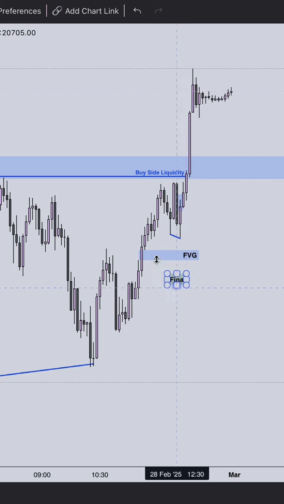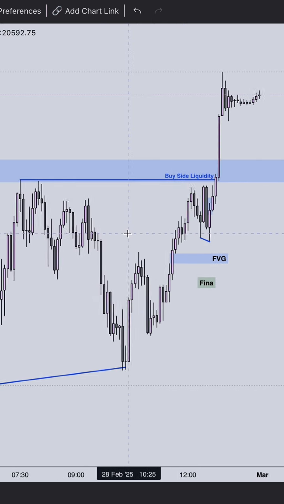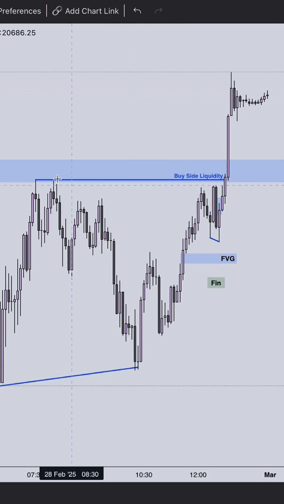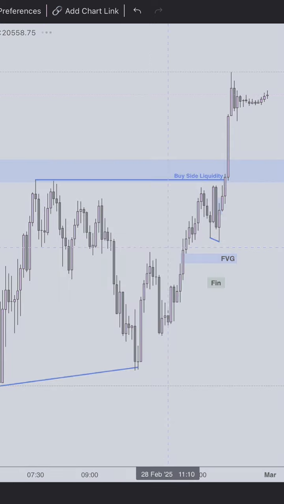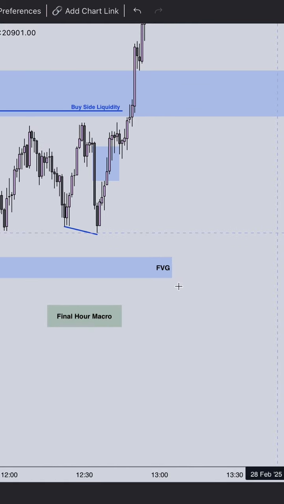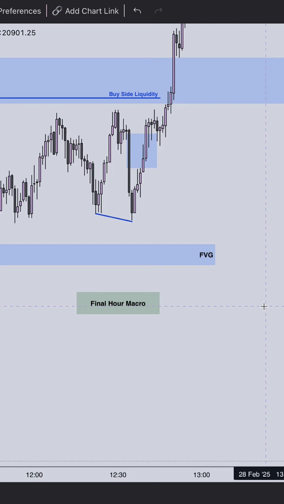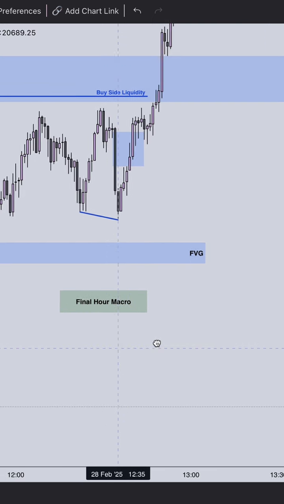So how do we know if this is going to stay open? Well, the way you can know is first, what is your draw on liquidity? In this example, we have a high right here, and we have a 15-minute fair value gap up here. But we have this buy side liquidity. So if we were to go down to a 1-minute chart, we also have something called the final hour macro. So the macros are taught by ICT. They're just times of day that price will head into liquidity that has not been traded into.